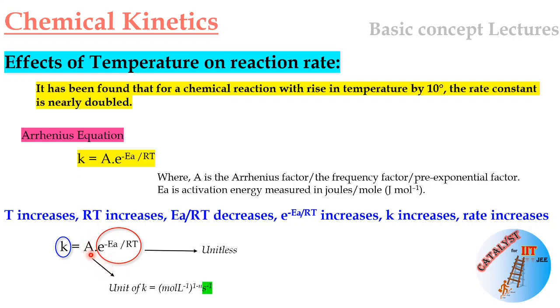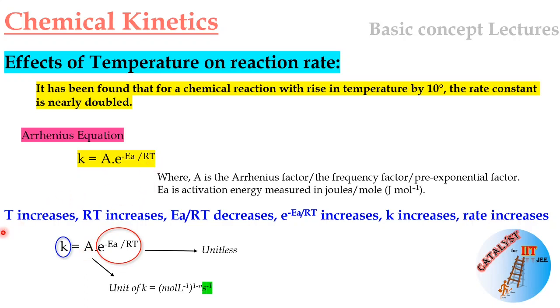The unit of A must be equal to the unit of k, which is mole per liter to the power 1 minus n, second inverse. Now this is the unit of k for an nth order reaction. This second inverse factor is the frequency factor, because frequency has the unit second inverse. So as this A term has the unit second inverse in its unit, A is called the frequency factor.